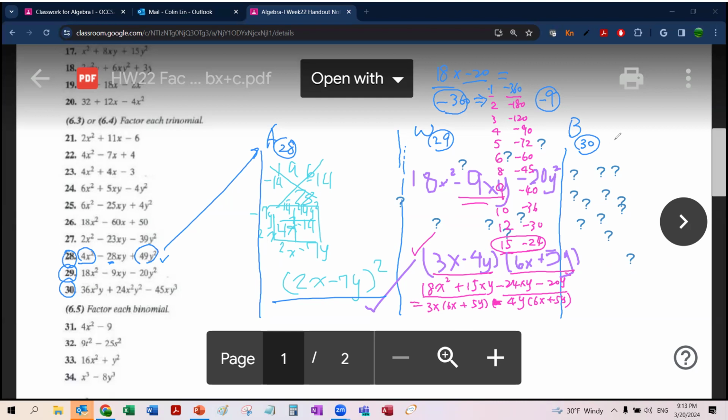All right, let's see 31. See Bree's question. Bree, can you see if there are three of them here, do they have a common factor?